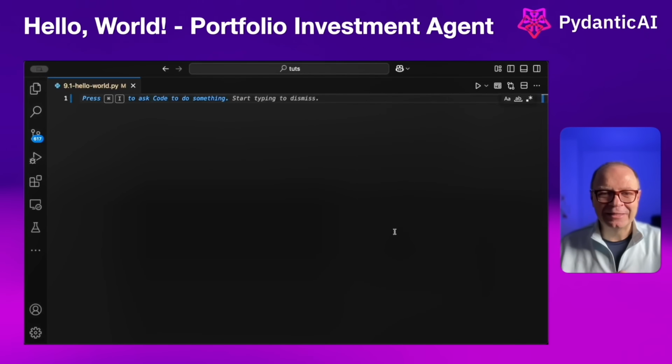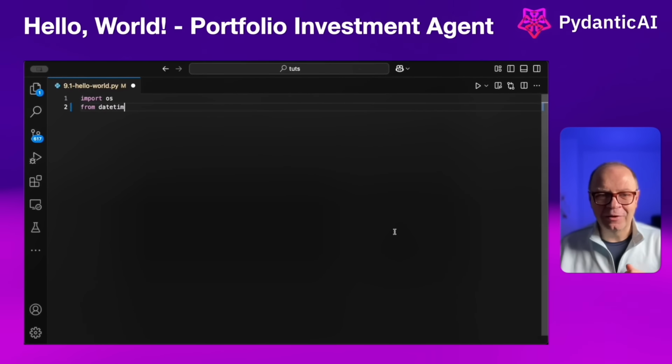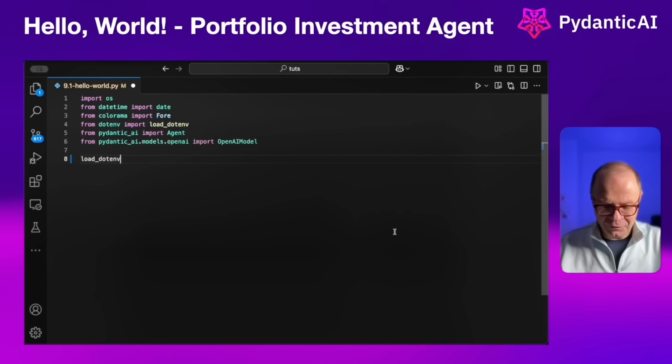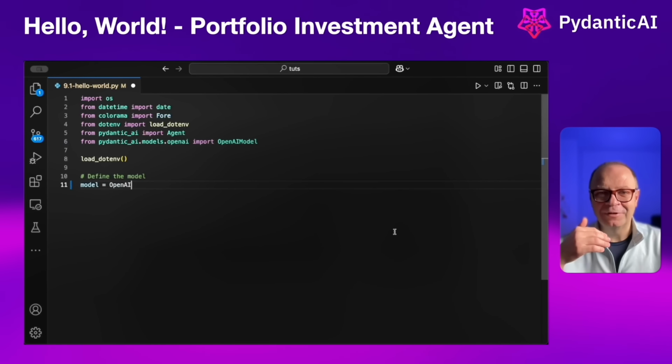In this Hello World example, we'll start by importing our libraries, standard stuff from OS. We're going to get our environment variables, obviously. From Colorama, we'll get some color for our terminal. From PydanticAI, we'll use Agent. That's the only thing that we need.